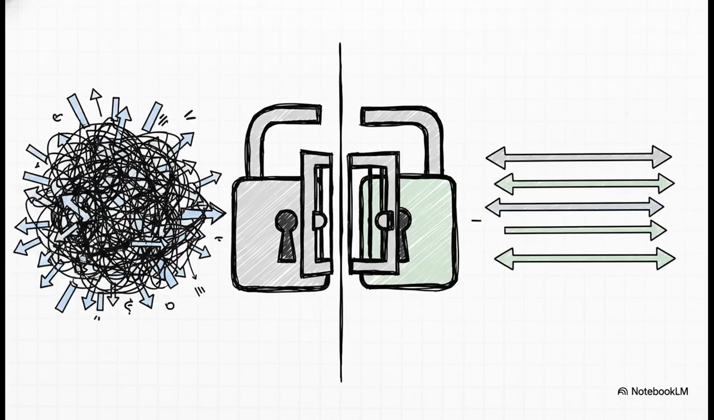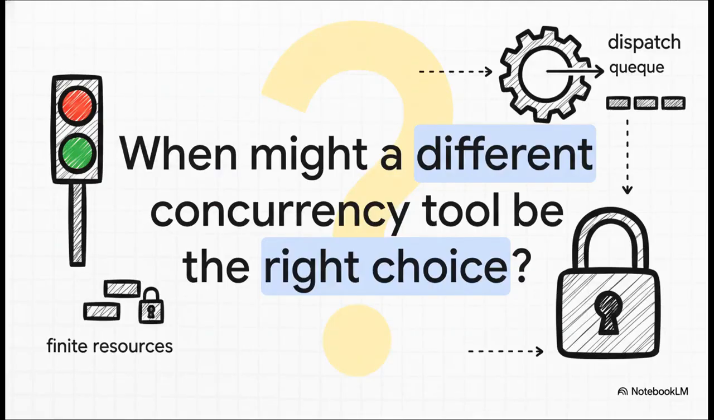At the end of the day, when you use them correctly, dispatch semaphores are a really elegant and powerful way to bring some order to all that concurrent chaos. They give you fine-grained control, turning a potential mess into a predictable, safe, and efficient system. And that brings us to our final thought.